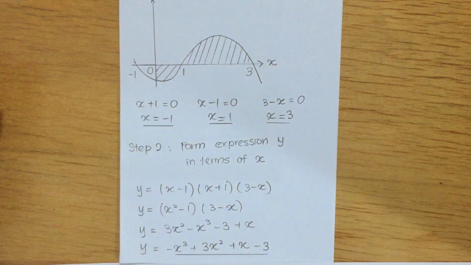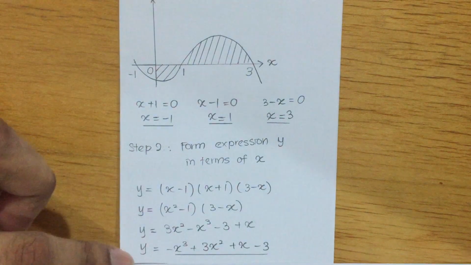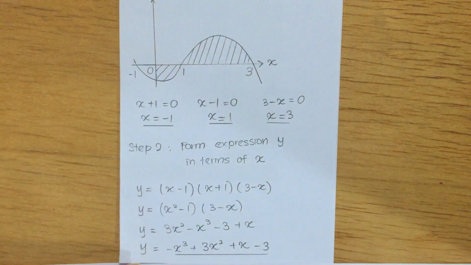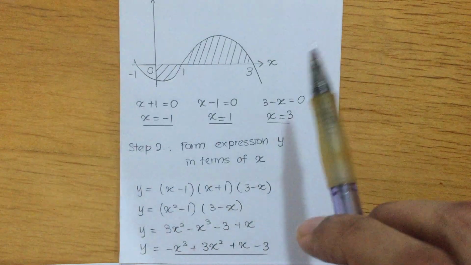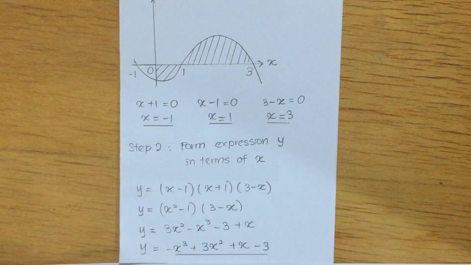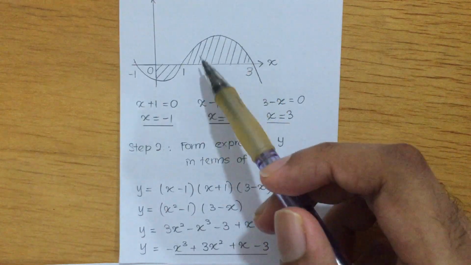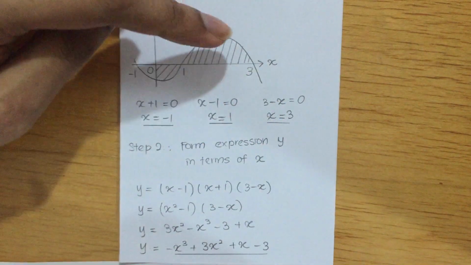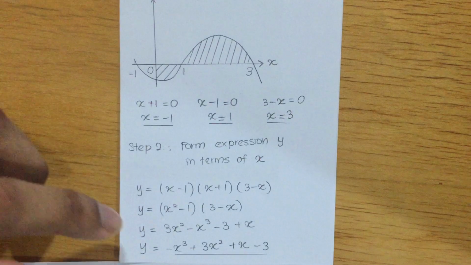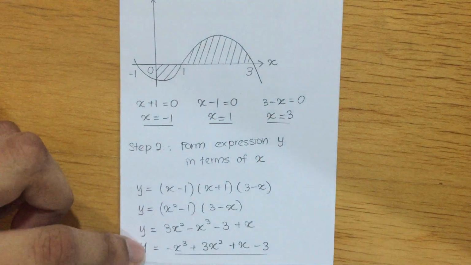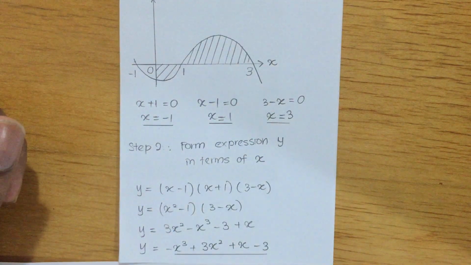So we have already rearranged the equation so that it will be easier for you to solve for your integration later on. Alright guys, we have already formed our expression y in terms of x over here, because we are solving this integration in terms of x. So we are finding the area under the x region. We are not finding in terms of y, but we are finding in terms of x. That's why we are finding here the expression of y in terms of x.